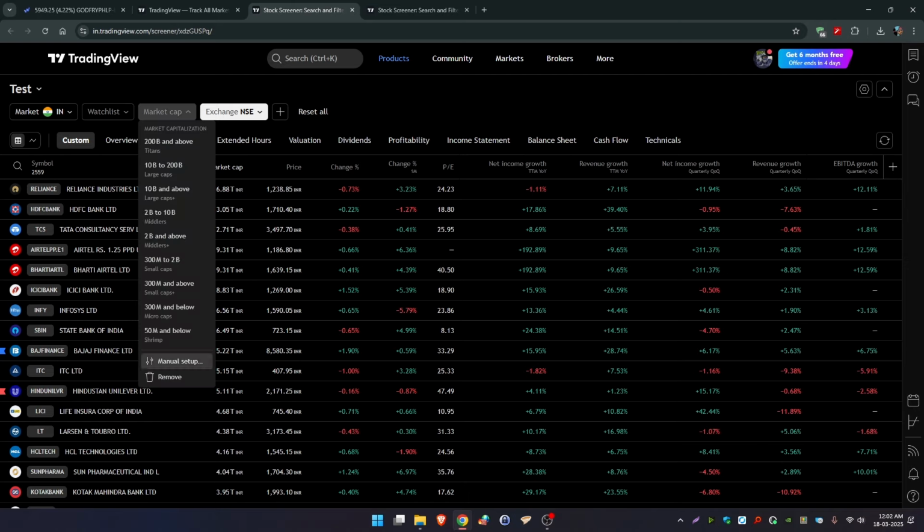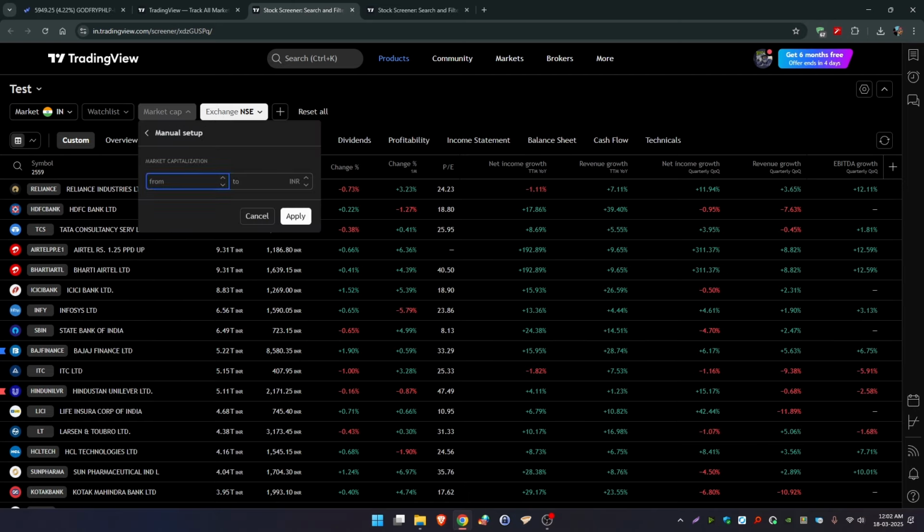Now we want market cap to be from and to. If you fill in both the fields, you will get a range. So let's say you want to filter out stocks that start from 60 billion to 200 billion. Remember, B has to be capital, it cannot be small. This is a range. That means you'll only get to see stocks whose market capitalization starts at 60 and ends at 200 billion. Anything below 60 and above 200, you will not see. It'll filter out everything else.